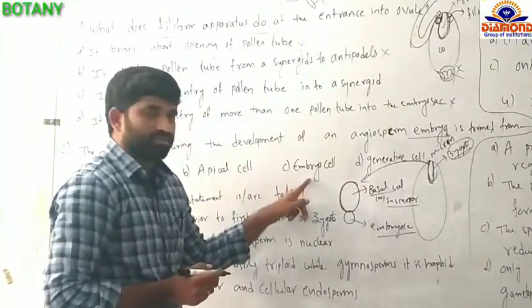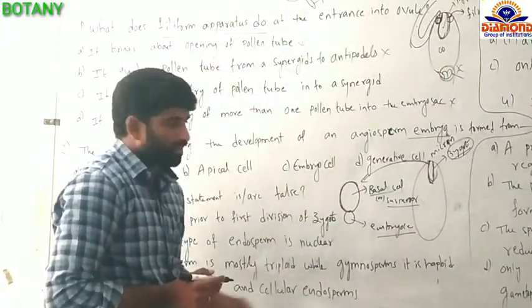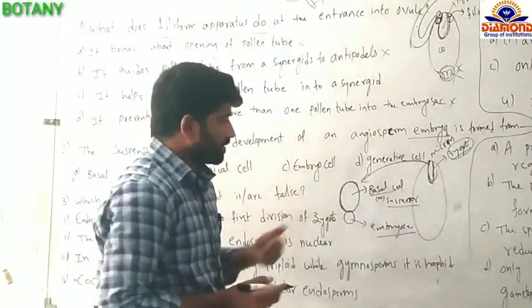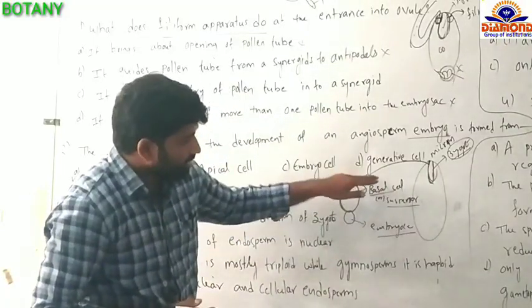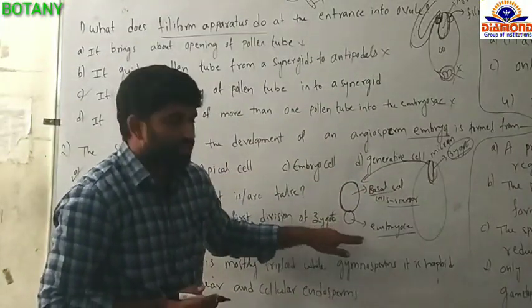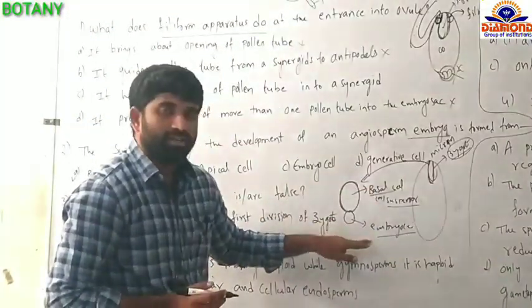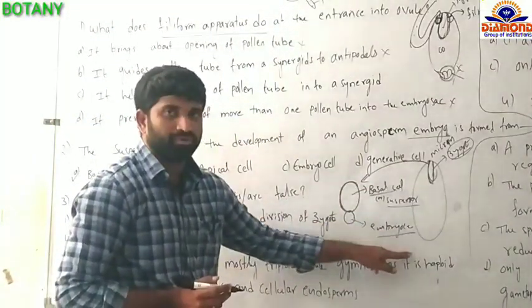And coming to the embryo cell, we know it now, as we have discussed after the formation of the zygote. The zygote forms two cells at the two-cell stage: one is the basal cell, another one is the embryo cell. The embryo cell forms the embryo.